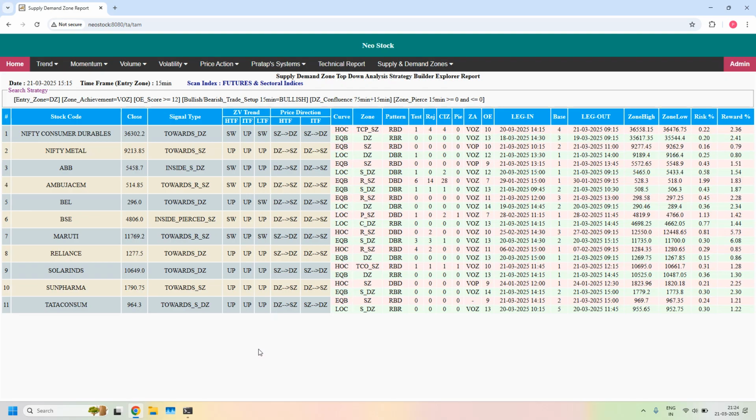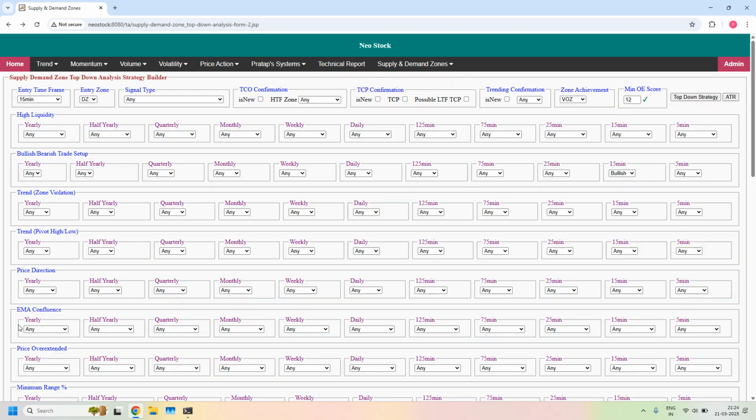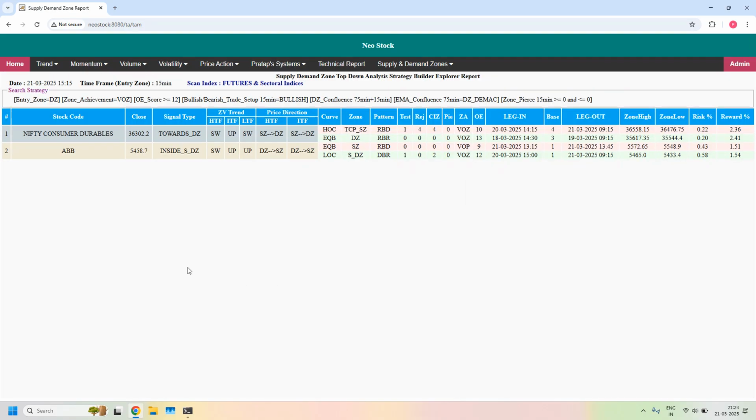So that's why if any of the 75 minutes demand zones are having daily EMA confluence, then these 15 minutes demand zones are having more high probability to get success, because these 15 minutes demand zones are already overlapped with 75 minutes demand zone. So let's set that filter, EMA filter, at 75 minutes time frame. I'm checking 75 minutes demand zone having daily EMA confluence. Anyway, 75 minutes trend is uptrend. So we got two stocks.